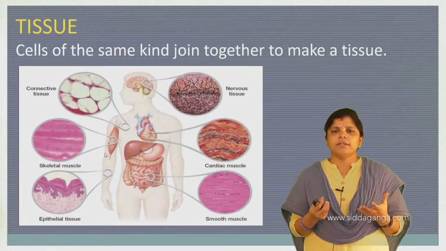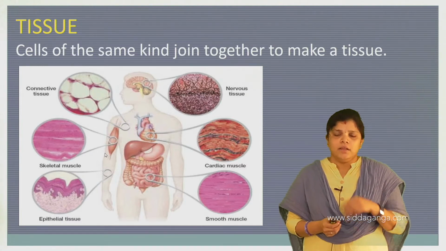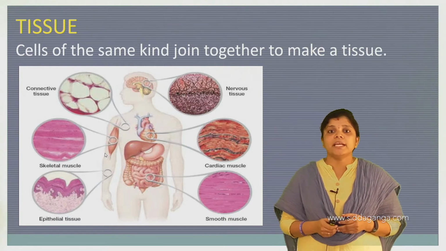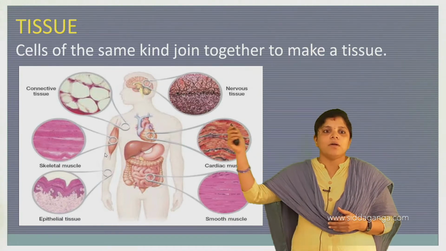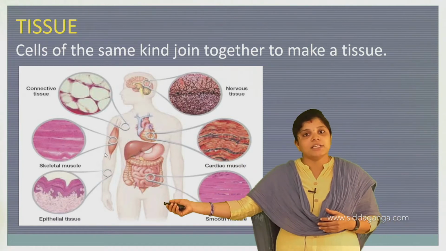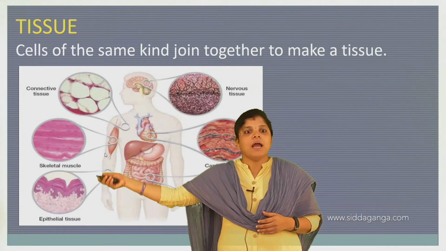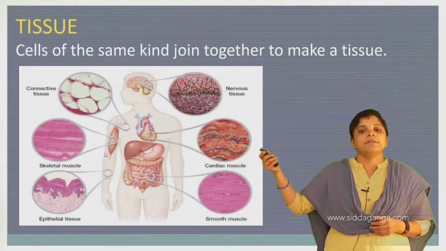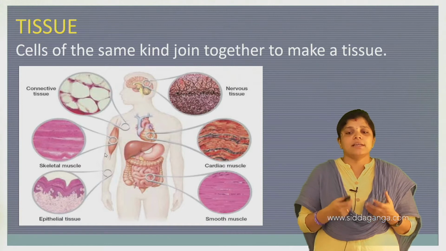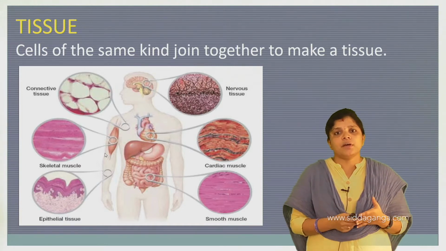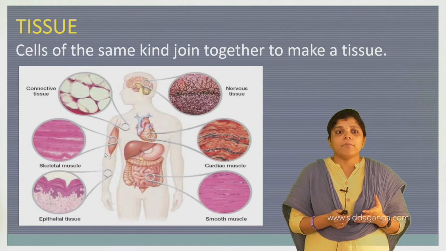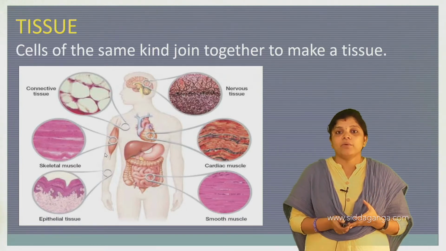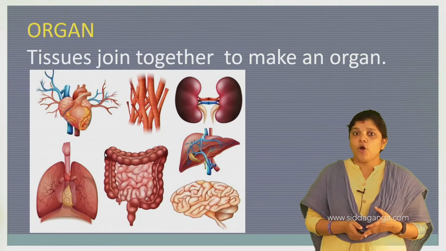In our body there are many different kinds of cells. Cells of the same kind joined together make a tissue. See, these are all tissues. This one is epithelial tissue, and skeletal tissue, connective tissue, nervous tissue, cardiac muscle and also smooth muscle. There are many types of tissues. Cells of the same kind joined together make a tissue. And next is the organ.